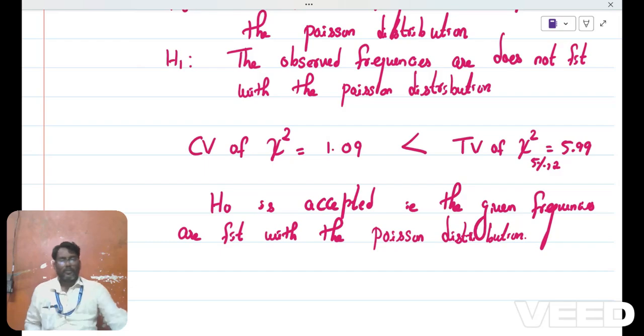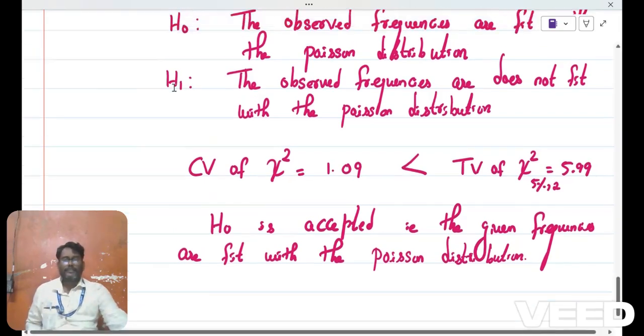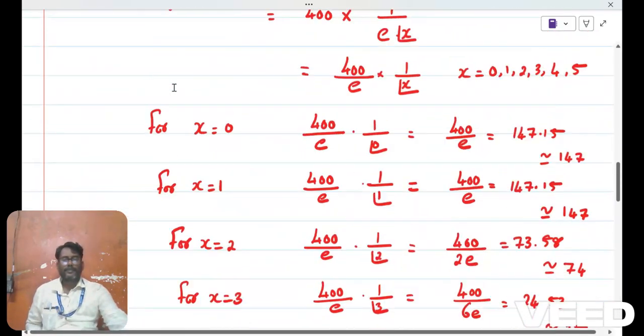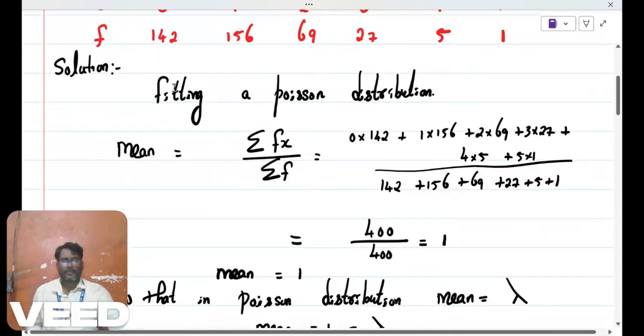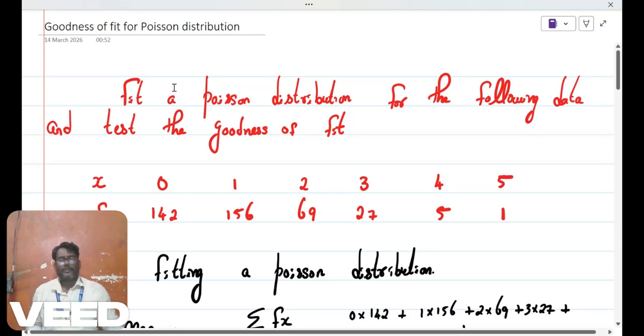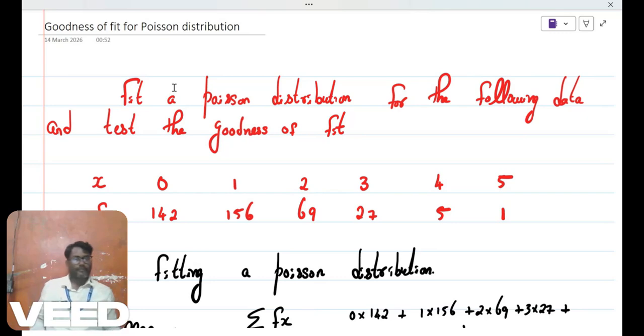Once again, we'll revise the thing. We are going to see how to fit the Poisson distribution. After fitting the Poisson distribution, we are going to test the goodness of fit using the chi-square distribution. The question is: fit a Poisson distribution for the following data and test the goodness of fit.